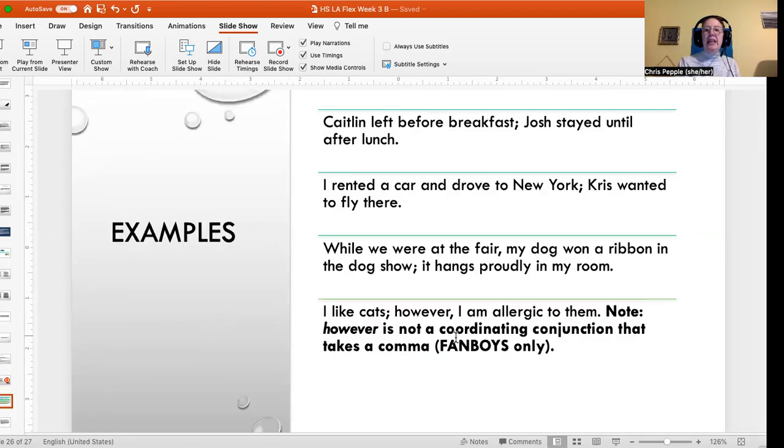Here are examples. In each of these, it's because they're related to the same thought. Caitlin left before breakfast; Josh stayed until after lunch. I rented a car and drove to New York; Chris wanted to fly there. See, there's no conjunction. There's no words in between the two sentences, like and, for, nor, but. While we were at the fair, my dog won a ribbon in the dog show; it hangs proudly in my room. I like cats; however, I'm allergic to them. "However" is not a coordinating conjunction that takes a comma. FANBOYS only. So even though a lot of people think it is, if "however" is what connects them, it gets a semicolon.